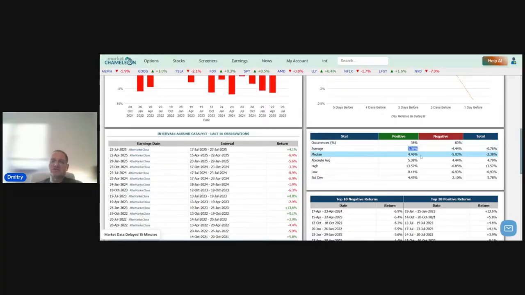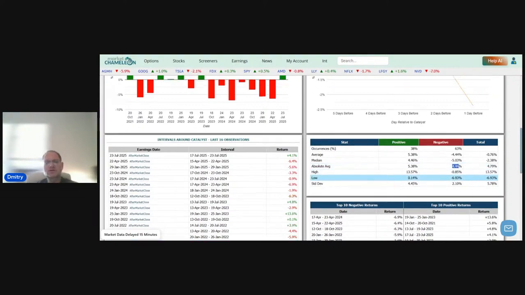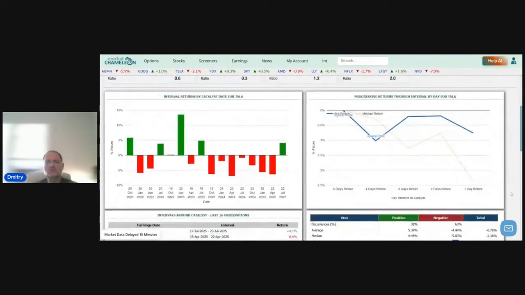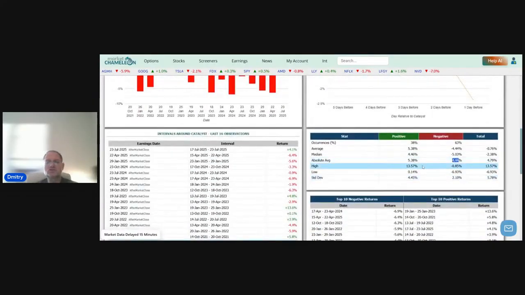This, again, gives us the summary stats here. And it also gives us the absolute moves. Okay. So this gives us the absolute moves, which takes all the moves, all these moves, converts them to positive numbers and takes the average. So this way we get the average magnitude, right?